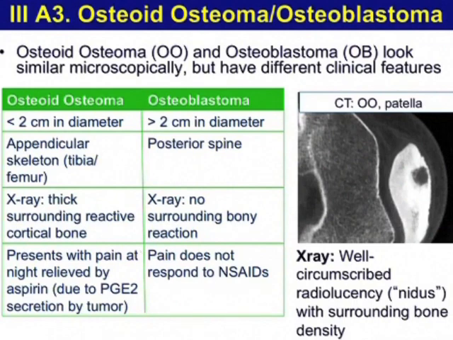Now, this is a classic board question. A young person comes in with pain at night that's relieved with aspirin, and they show you a bone tumor. That's going to be an osteoid osteoma. And that's because the tumor forms prostaglandins, and if you give them aspirin, the prostaglandin effect is reduced, and the pain goes away. This is as opposed to osteoblastoma, which does not respond to aspirin.